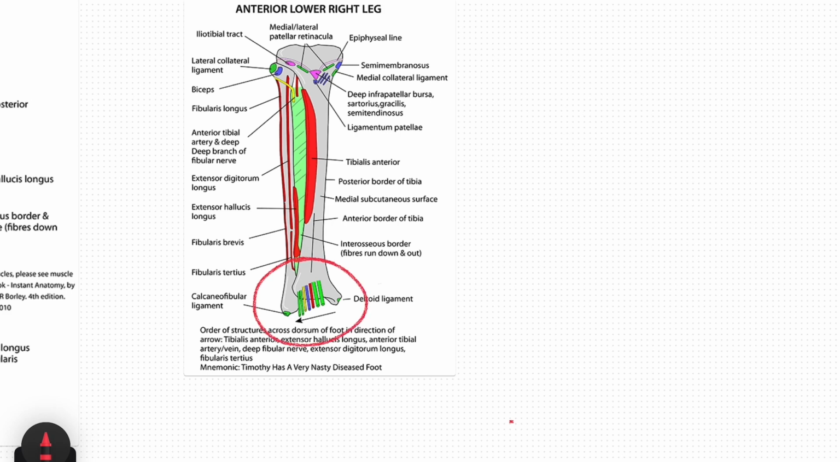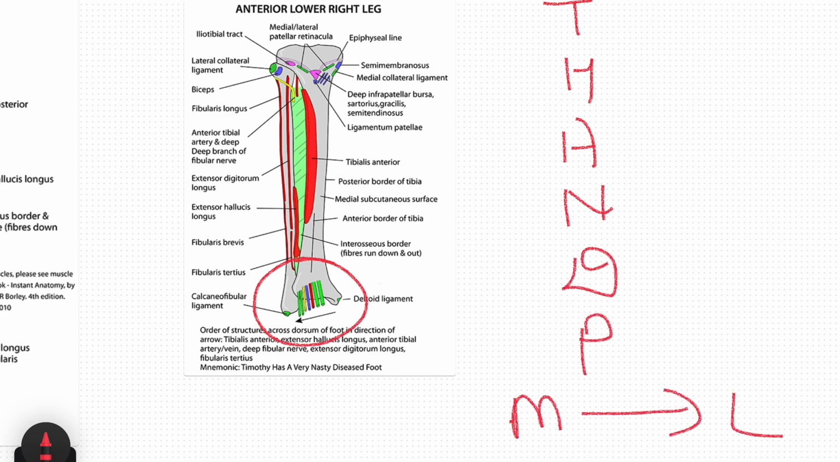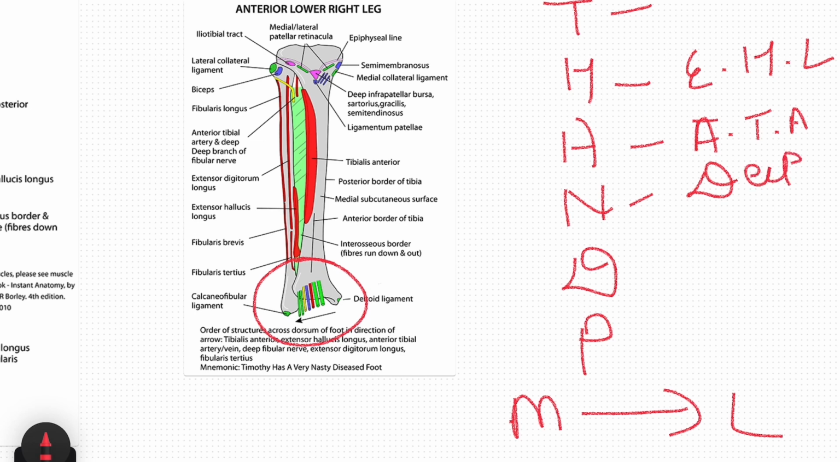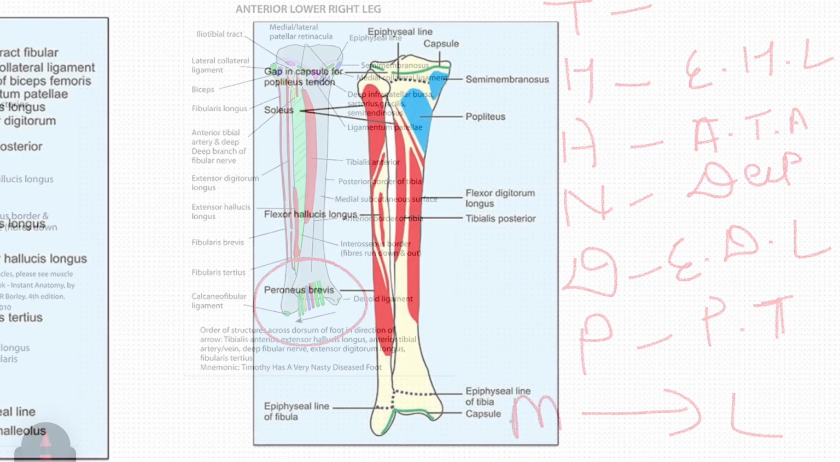So from medial to lateral side, the mnemonic is "Tom, Dick and Harry"... the hospitals are never dirty places. So this is from medial to lateral side. T stands for the tibialis anterior. Then this one is the extensor compartment. So extensor hallucis longus. Then artery, it is the anterior tibial artery. Then deep peroneal nerve. Then extensor digitorum longus and the peroneus tertius. So these are the structures which cross it from medial to lateral side.